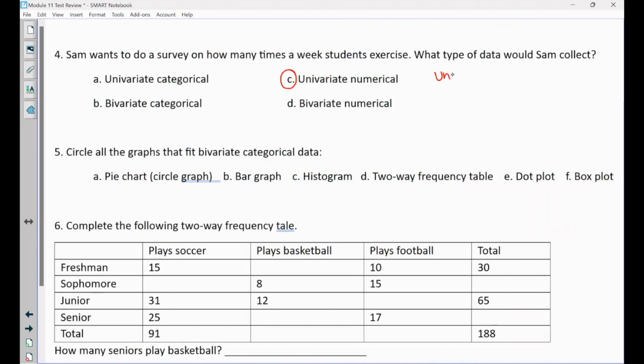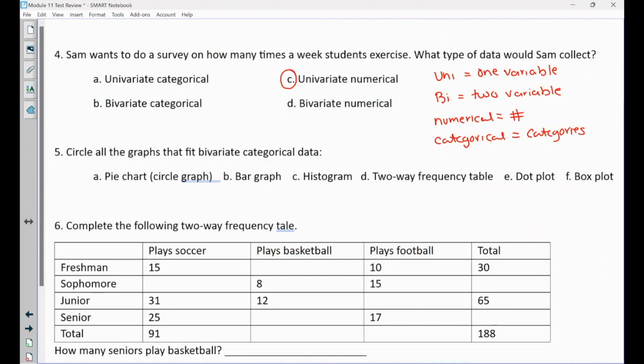Remember, uni means one variable. The only variable in this case is how many times a week they exercise. Bi is 2 variables. So if I were to ask them, how old are you and how many times a week do you exercise? That'd be 2 variables, that'd be bivariate. Numerical means our data is represented with numbers, and categorical means our data is represented with categories.